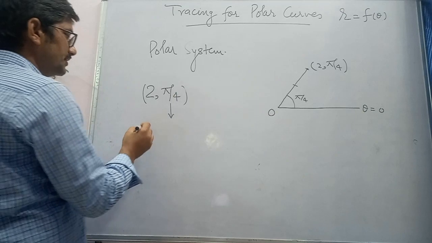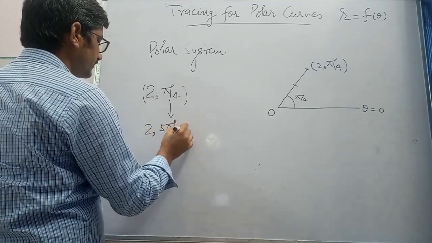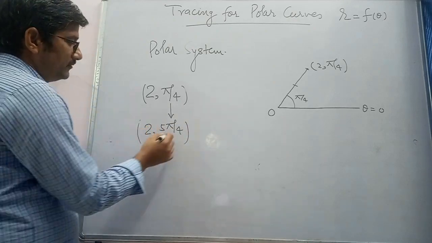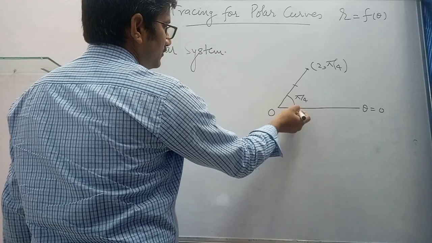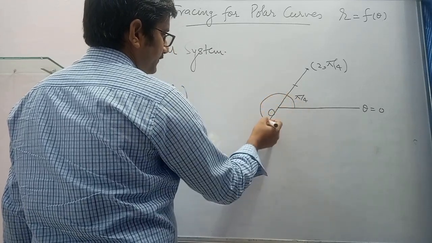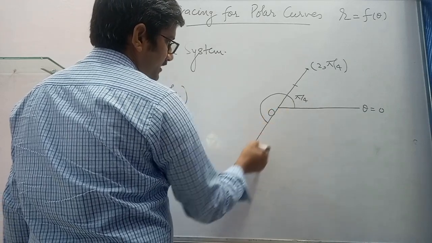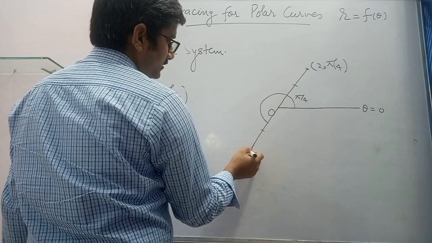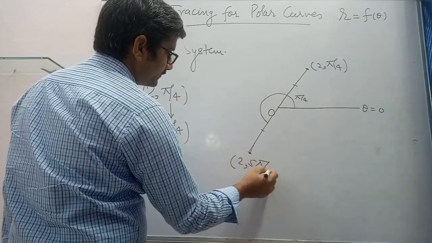Suppose we want to locate a point (2, 5π/4). So we will first measure the angle 5π/4. We will move in this direction, making an angle 5π/4, and then we will cut in this direction the 2 units. So this point is (2, 5π/4).